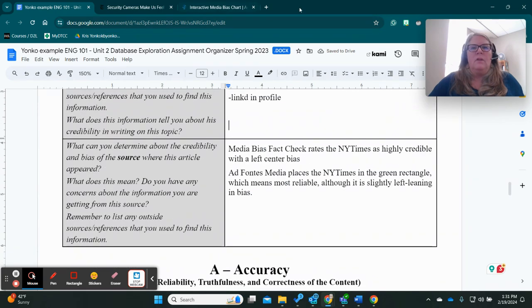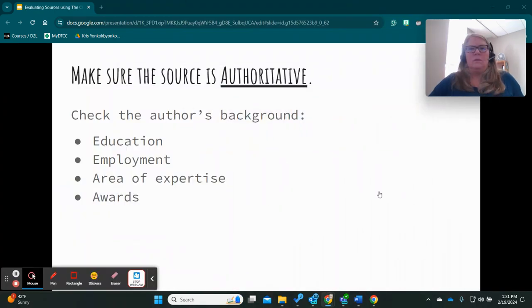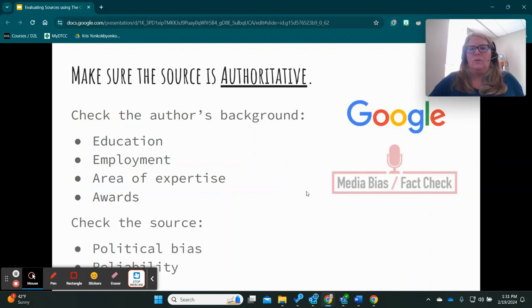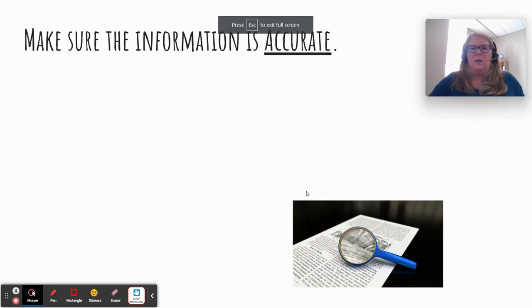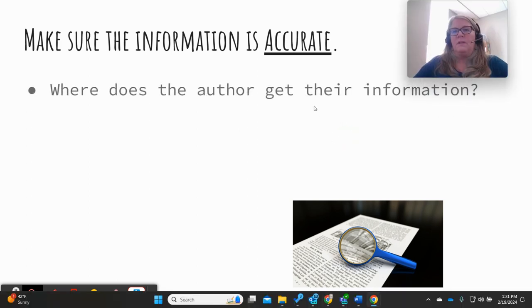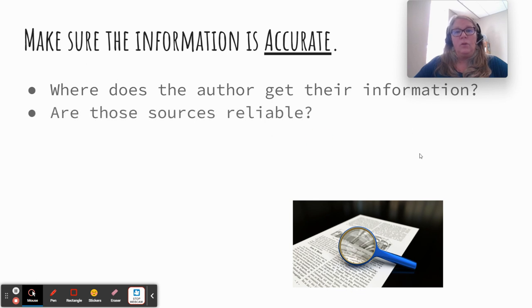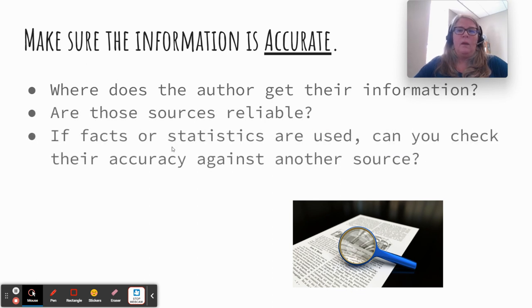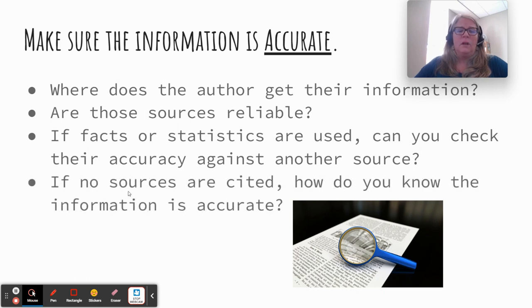All right, let's go to accuracy. There we go. All right, we did check the source. Google, media bias fact check, okay. All right, we want to make sure the information is accurate. Now, since it's coming from a pretty credible source, I don't feel like I have to dig that deep, but we want to look at where the author's getting their information. Are those sources reliable? If facts or statistics are used, can you check their accuracy against another source? If no sources are cited, how do you know the information is accurate?